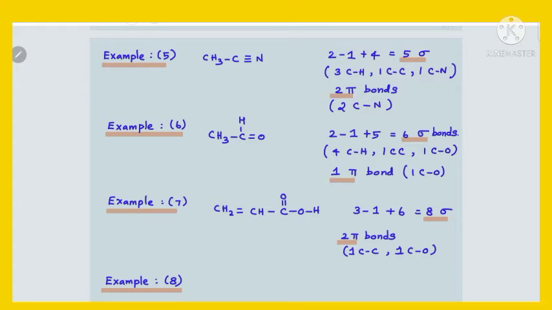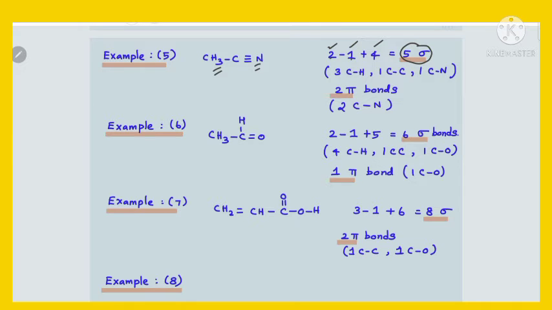The number of carbon atoms is 2, minus 1, plus total number of other atoms. The other atoms are 3 hydrogen and 1 nitrogen. So total number of other atoms is 3 plus 1, 4. 4 plus 2 is 6, minus 1 is 5. So totally there are 5 sigma bonds in this molecule.